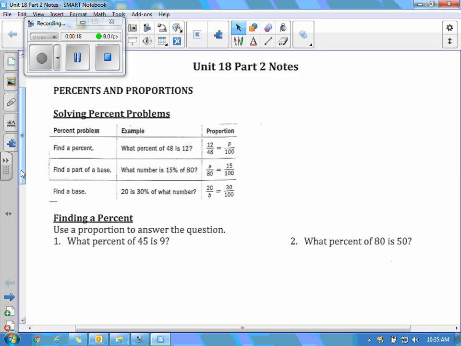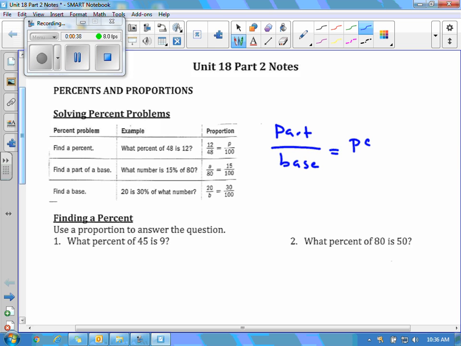When we're solving any kind of percent problem, there's three different things we could be finding. We could be finding the percent, the part, or the base. This shows you how that matches up in a proportion. We're always going to do the part over the base equals the percent over 100, because a percent is always something over 100.